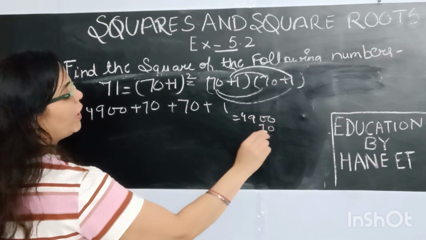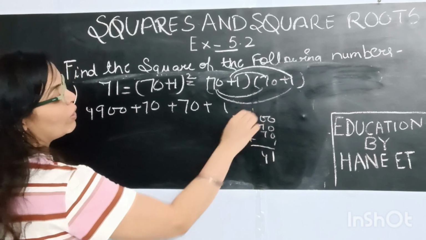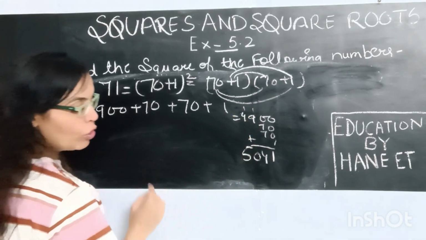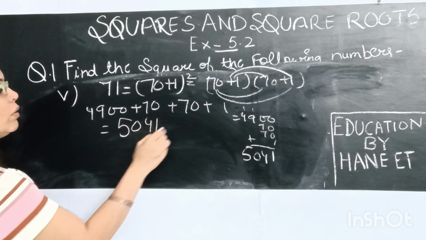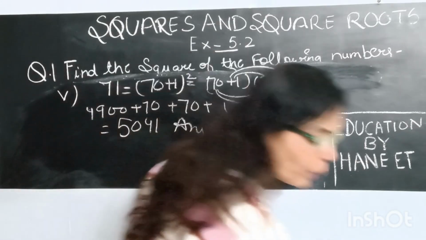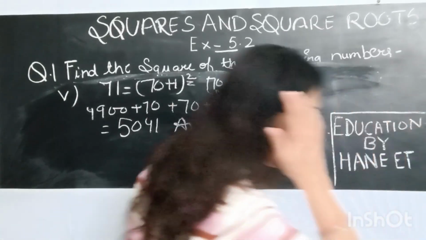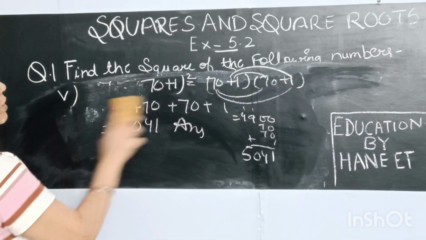So 4900, 70, 70 and 1 adds up to 5041. So the answer is 5041, right? So this is the last part here. Now the second question. No, we have one more part, the sixth part, okay? Let's do the sixth part.